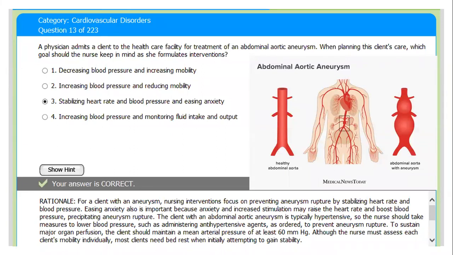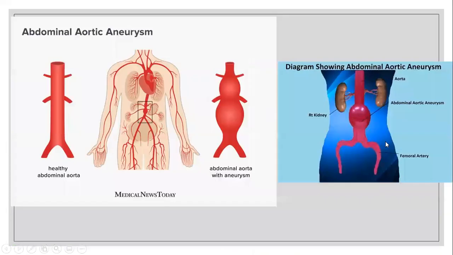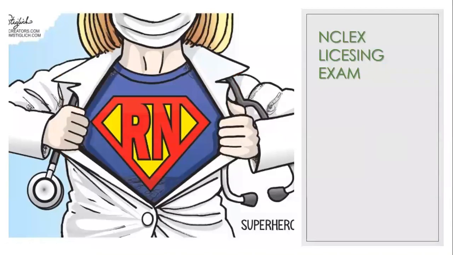We prepare the client for serial ultrasonography, which is conducted every 6 months to assess the size of the aneurysm. We encourage the patient to avoid straining during defecation, or give a glycerol suppository or enema to prevent constipation, because when they push, there is a chance of rupture. Our target is don't pressurize or rupture it. So this is a few questions and answers for the NCLEX exam.